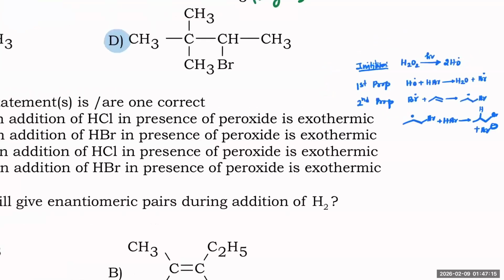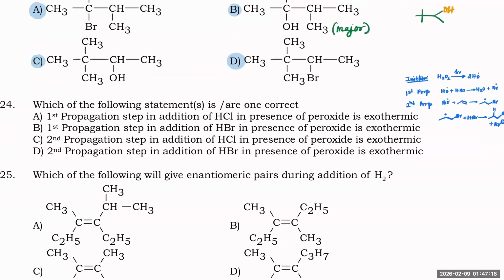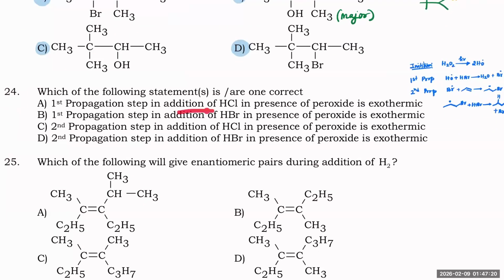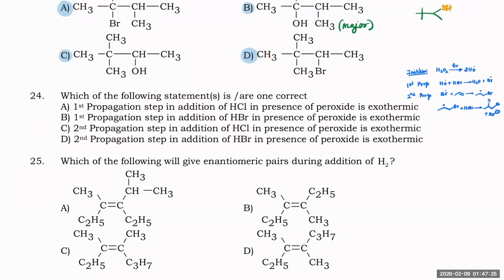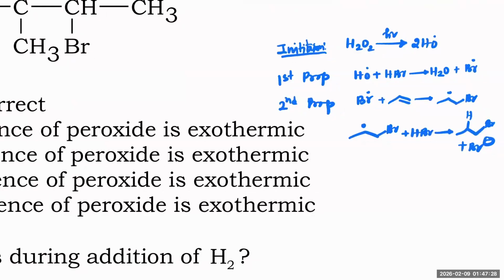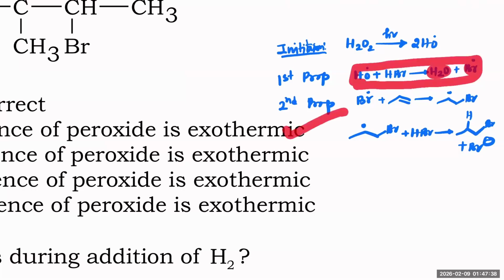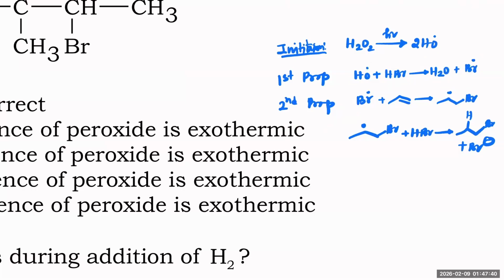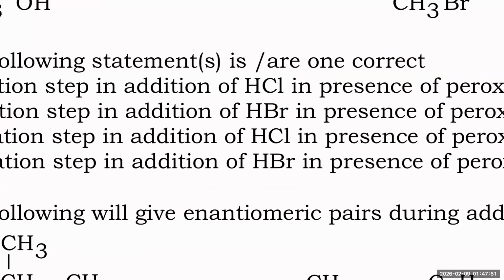So let's go back to the statements here. First propagation step in addition of HCl in the presence of peroxide is exothermic. So we are talking about the first one here. If it is HCl becoming Cl dot and forming H2O, it is said that it is exothermic, which is correct. In the case of HCl, there is no problem. This bond will break and H2O is made. The H-O bond is very, very strong compared to that of HCl. So definitely it will be an exothermic change. So the first one is correct.